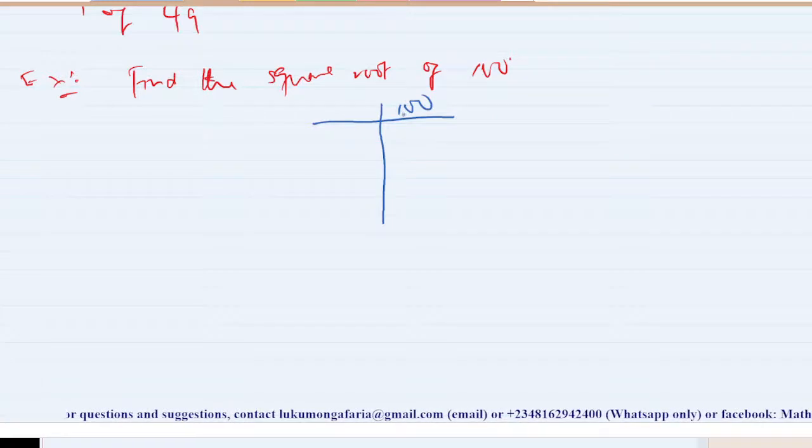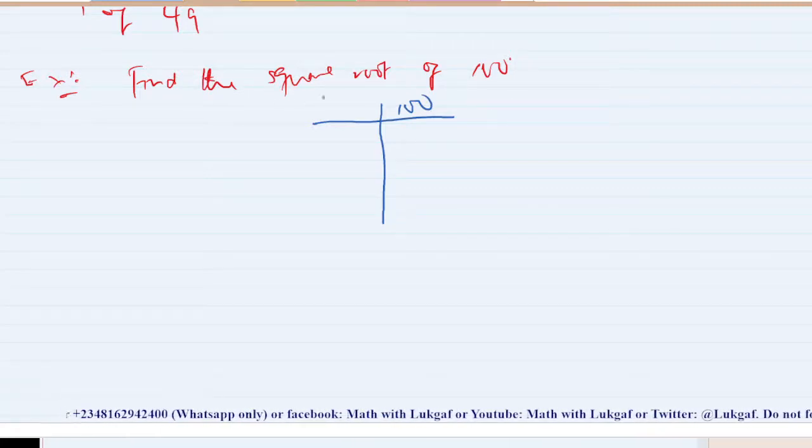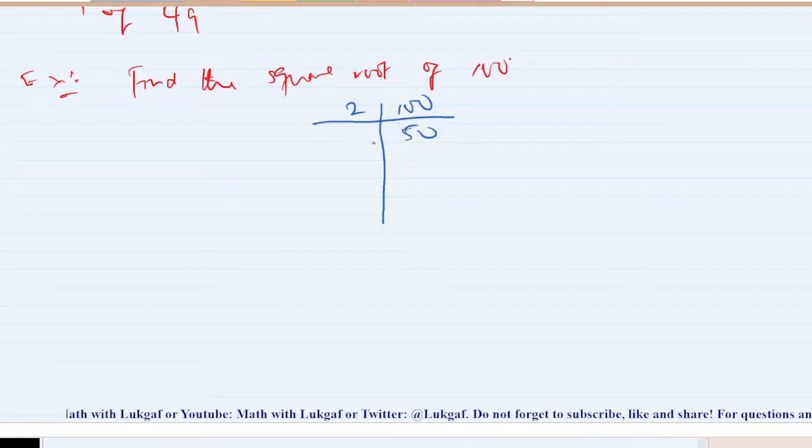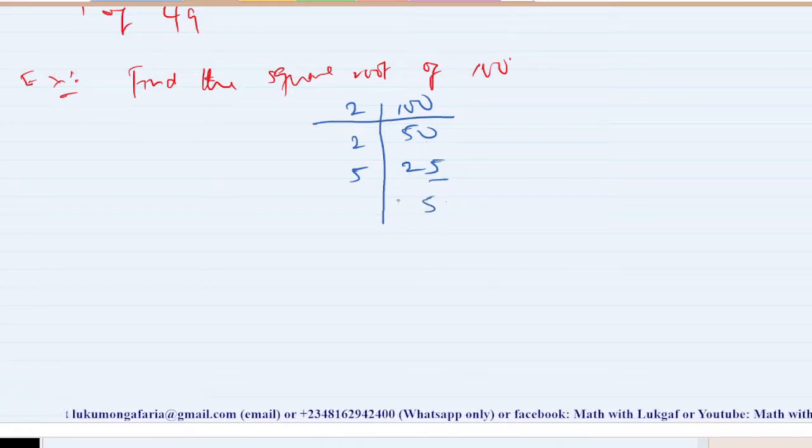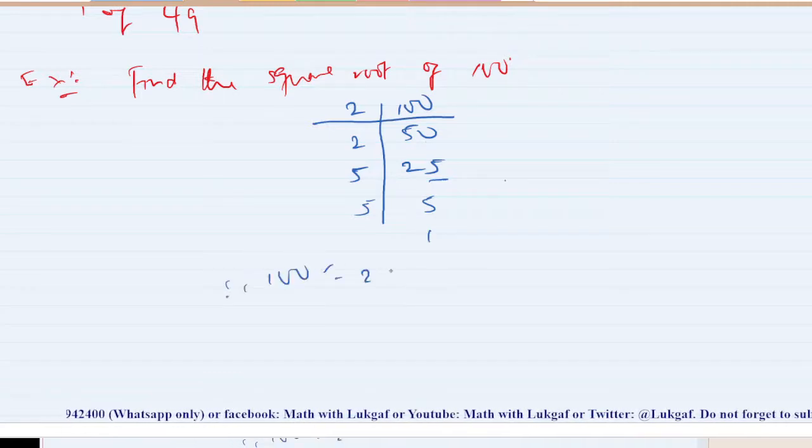This 100, the first prime number that can go into 100, which is also a factor of 100, is 2. 2 into 100 is 50. 2 can still go again. 2 into 50 gives me 25. 2 cannot go again because we observe the last digit here is neither 0 nor even. So then you consider 5. 3 cannot go as well. So 5 into 25 is 5. 5 into 5 is 1. Then you are going to say 100 is equal to 2 times 2 times 5 times 5.